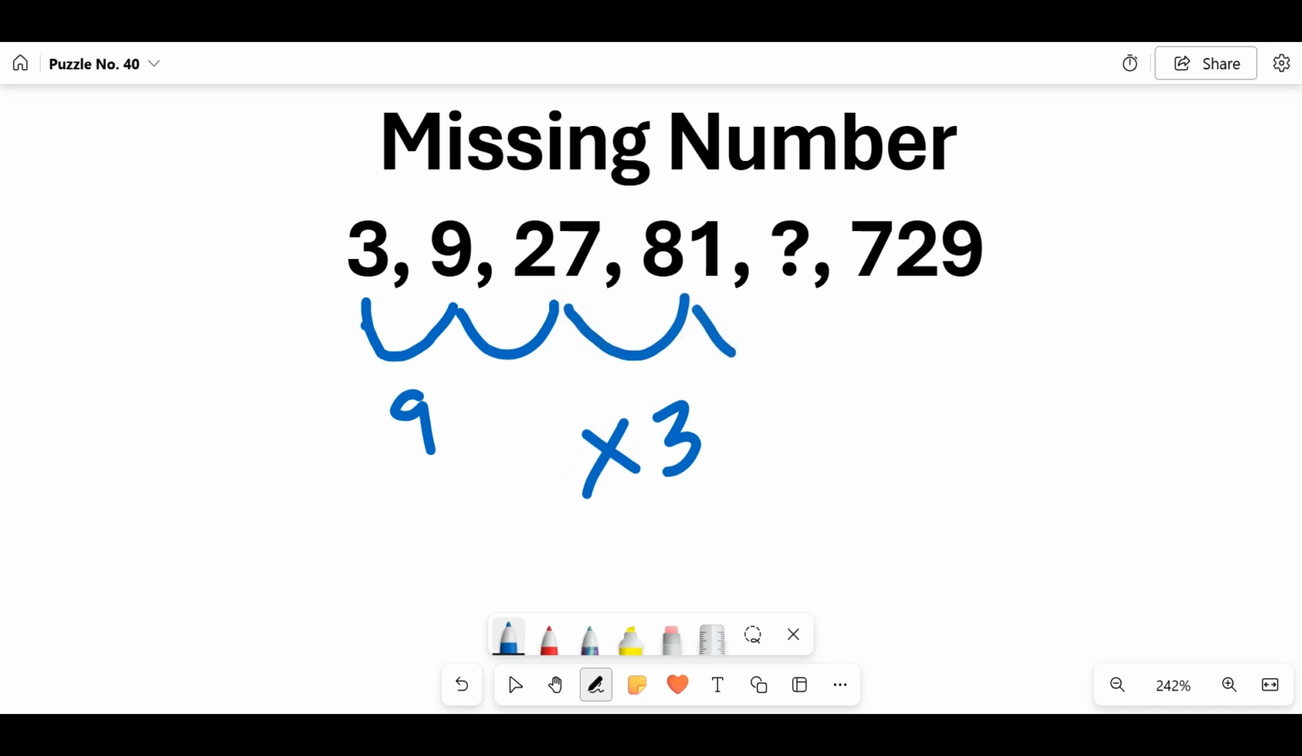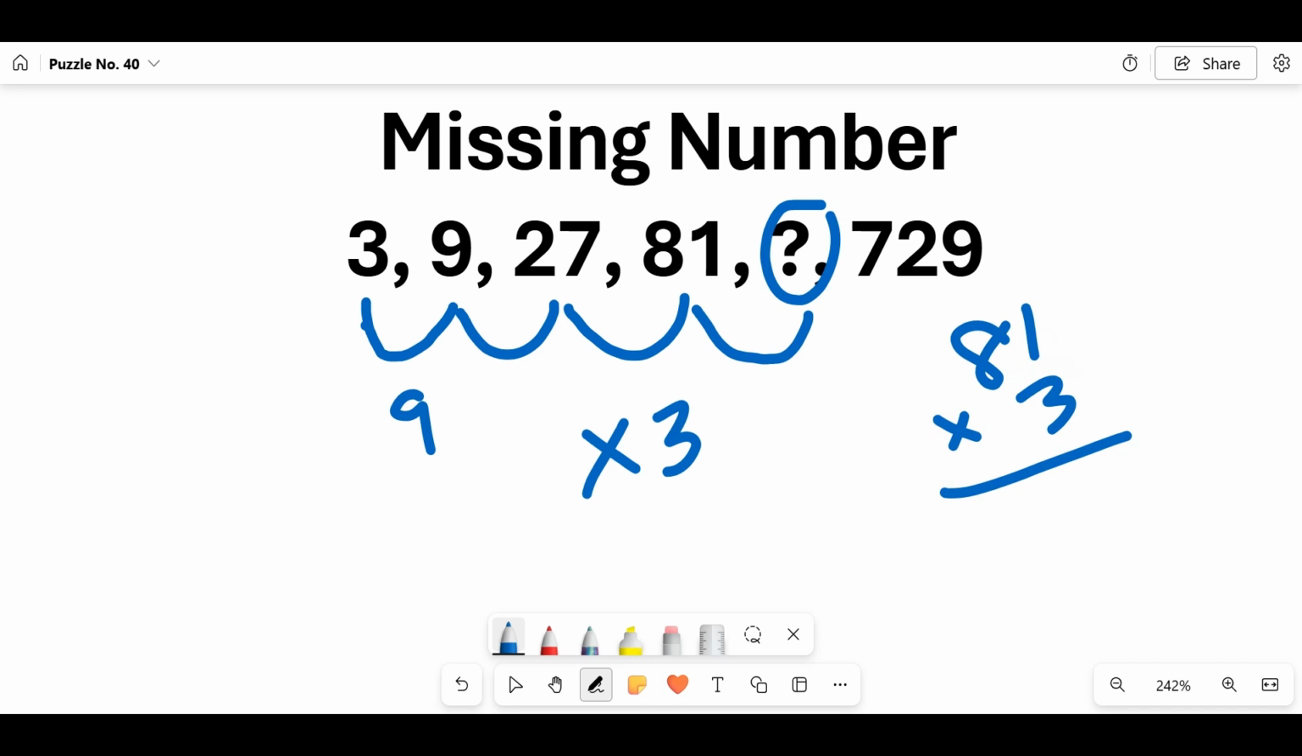Now with this, I have to multiply by 3 so that I'll get the question mark number. Okay, so 81 into 3. Let us solve this. 3 ones are 3, 3 8s are 24. So 243. So in this question mark, 243 is there.